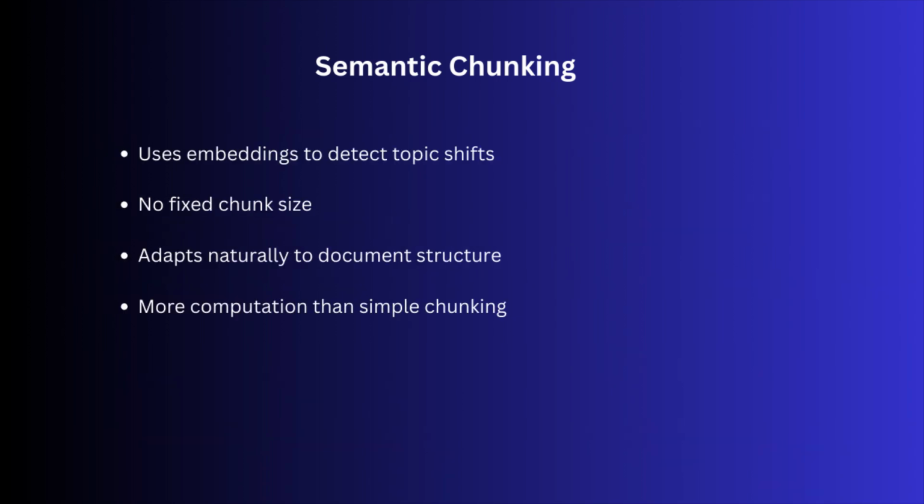Semantic chunking uses embeddings to detect topic shifts. No fixed chunk size. It adapts naturally to document structure. It needs more computation than simple chunking.